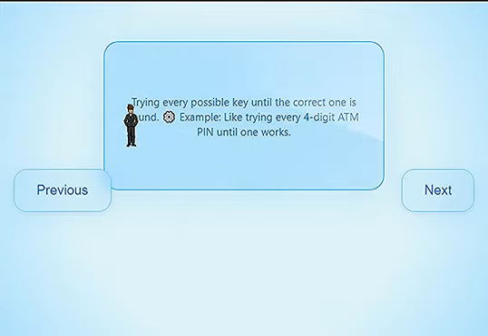A brute force attack is a method of cracking encryption by trying every possible key until the correct one is found. This can be very time-consuming, but it's also the most reliable way to break the encryption. For example, if you wanted to crack a 4-digit ATM PIN, you would just keep trying different combinations of numbers until you found the right one. This is similar to trying every possible key until you find the one that works.